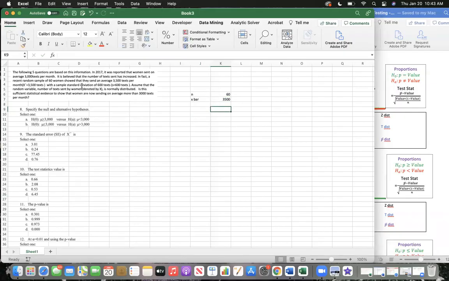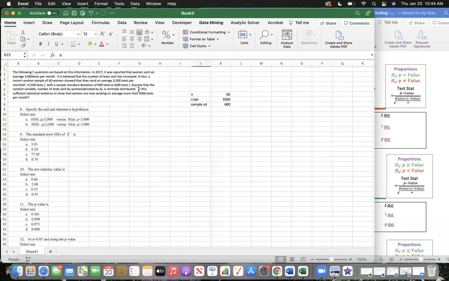We have a sample standard deviation. So that's significant right here. The most important thing with these problems is identifying if you have sample standard deviation or population standard deviation, because that determines what you do. But we have sample. Okay, so sample standard deviation 600. All right, those are the main things that we have.